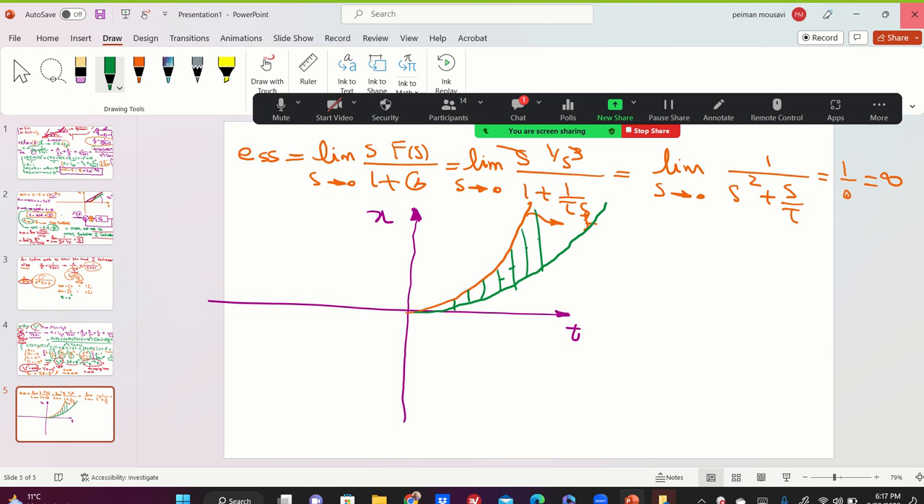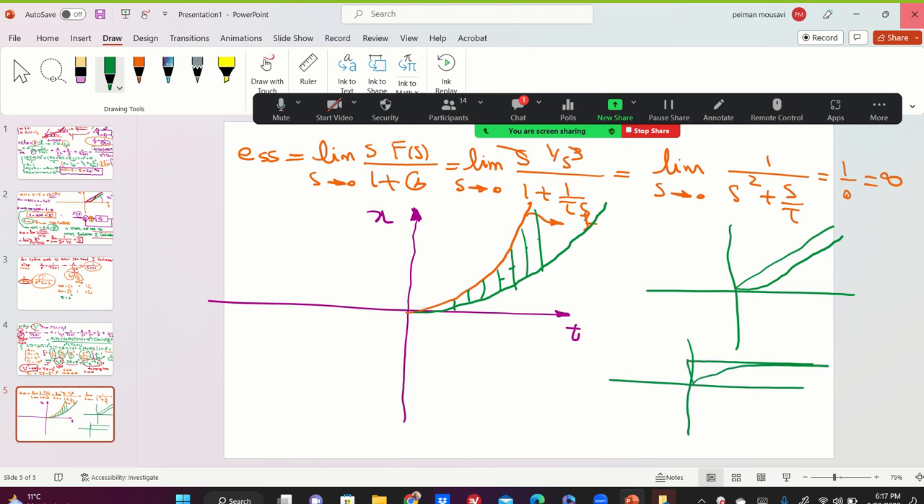Yes. So don't forget that in the ramp, it was constant, like this. In step, it was 0 error signal. In impulse, it was 0 error signal. But in the parabolic, you have a big problem to solve.